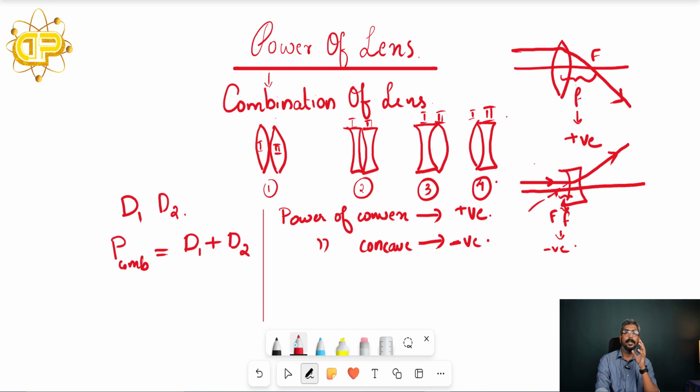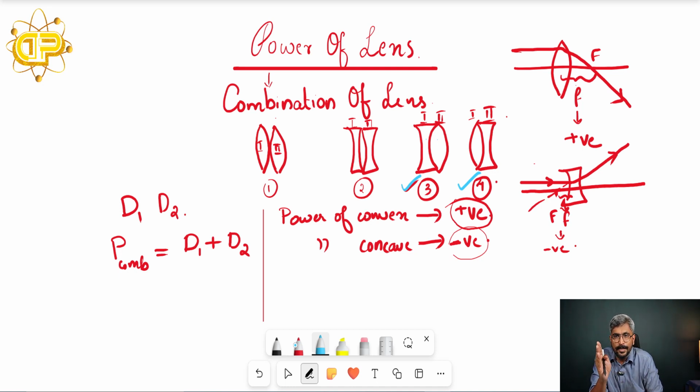So if you are provided with a negative power, then that lens will be a concave lens. And if you are given a positive power, then that will be a convex lens. Make sure that you know this positive and negative value. Why? Because in the case of a combination of lenses, if you are given the third and fourth cases, the lenses are a combo of both convex and concave, so you need to add them.